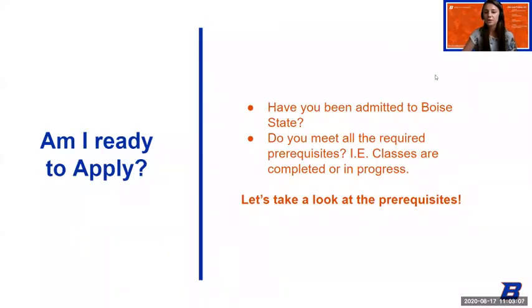So the first thing is, am I ready to apply? Two main things to look at: have you been admitted to Boise State? You must be an admitted Boise State student with a student number. So that's an important thing to make sure you're looking at. And the other thing is, do you meet all the prerequisites? All the classes are either completed or in progress. Right now we're just going to take a look at some of these prerequisites and go through the pre-nursing grid.